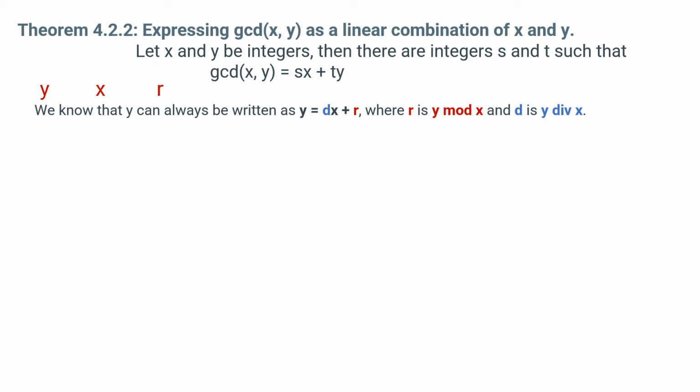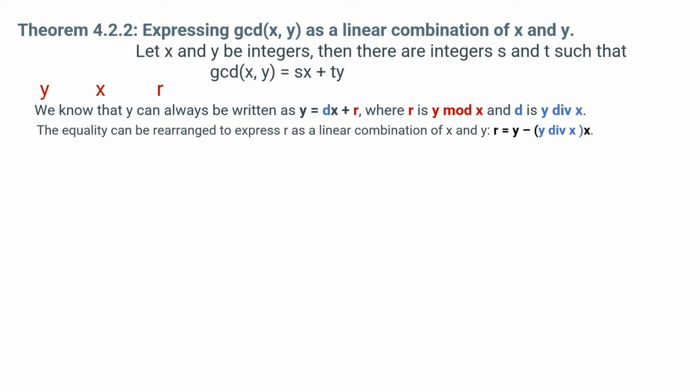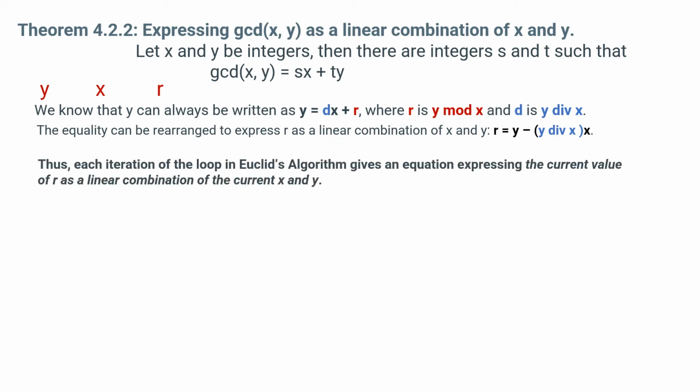And then the d will be the y div x. Okay, so I guess just take my word for that. But now we can reorder that. We can replace r with the y mod x, and we can replace the d with the y div x, and then solve for r, and we get this. r equals y minus y div x times x. Now we're going to be using this a lot, so you're going to hopefully learn this pattern and be able to remember it.